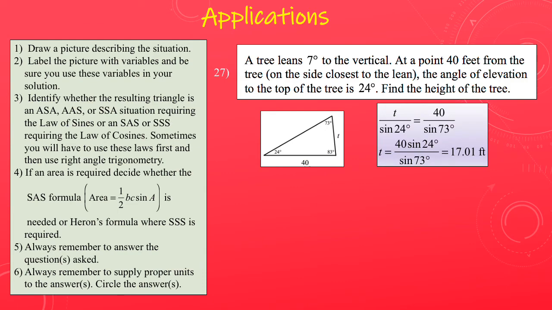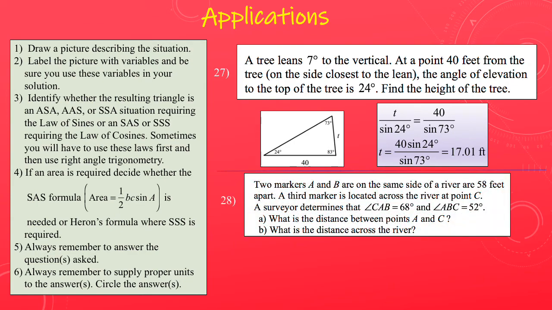This is an angle-angle-side situation, allowing us to write T over sine of 24 degrees is equal to 40 over the sine of 73 degrees. And we can solve for T, getting 40 sine 24 degrees over sine 73 degrees, and the height of the tree is 17.01 feet.